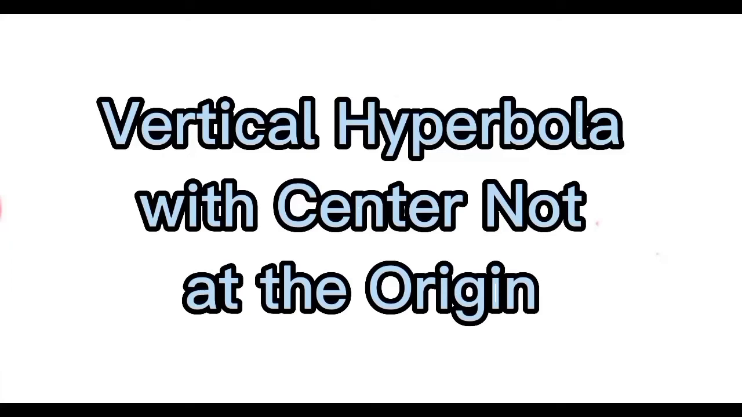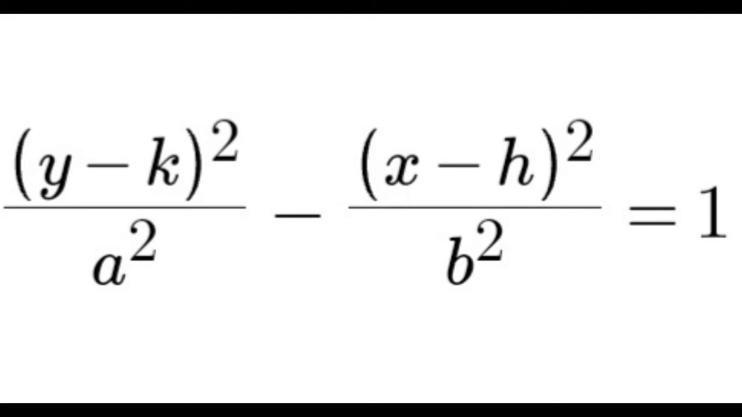Vertical hyperbola with center not at the origin. The equation of a vertical hyperbola with center not at the origin is quantity y minus k squared over a squared minus quantity x minus h squared over b squared equals 1.